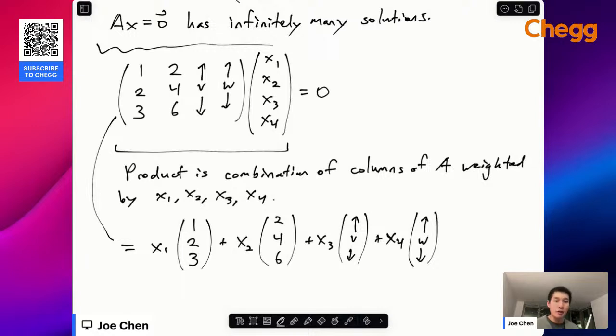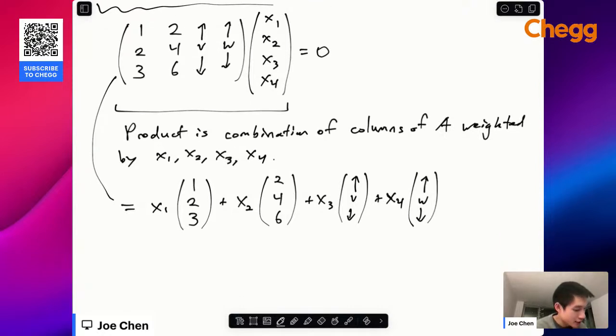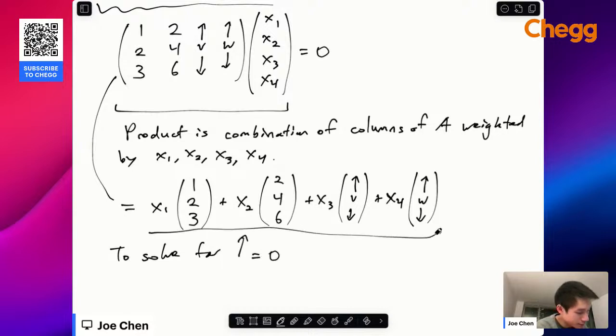And if I want to solve this to be equal to 0, note that I can always take x3 equals 0, or wait, I meant to say this.